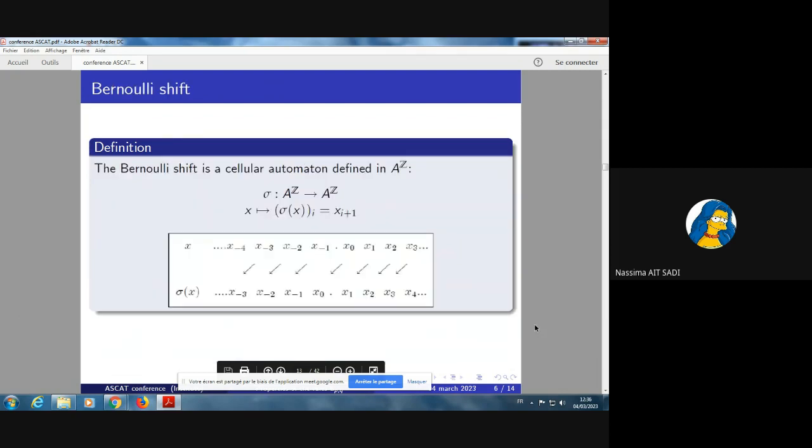We give an example of a cellular automaton, which is the Bernoulli shift. The Bernoulli shift is a cellular automaton defined on some symbolic space A to the power of Z, where for any point x from the space, its image by sigma is obtained just by shifting the elements of x to the left. This system is mixing, hence transitive.